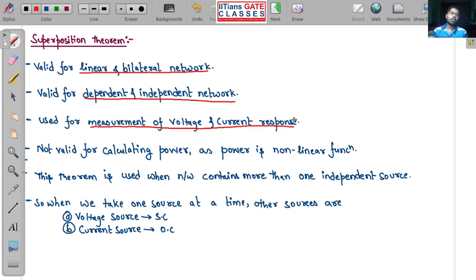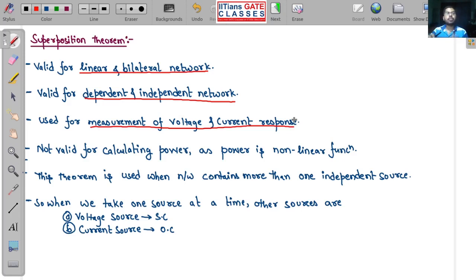In the superposition theorem, basically we take one source at a time. After calculating for one source whatever is asked, like the node voltage or branch current, we calculate it for the second source. Then we calculate one by one for each of the sources present, and in the end we combine the results we get. That is what the superposition theorem states.